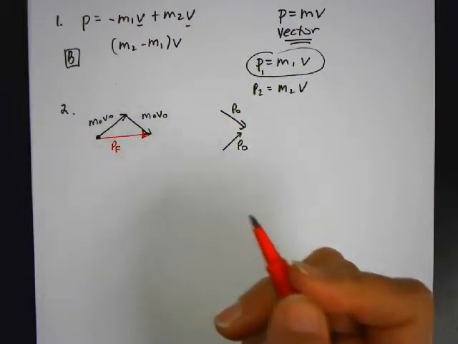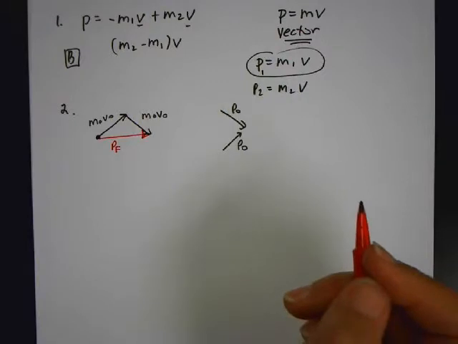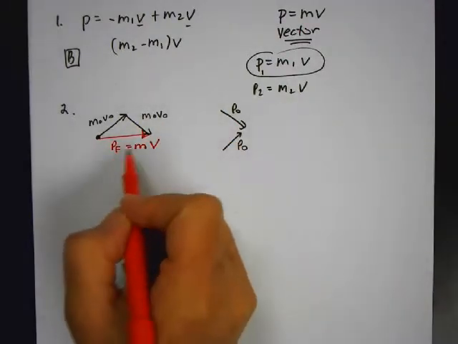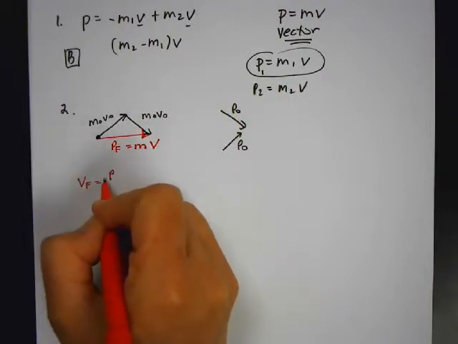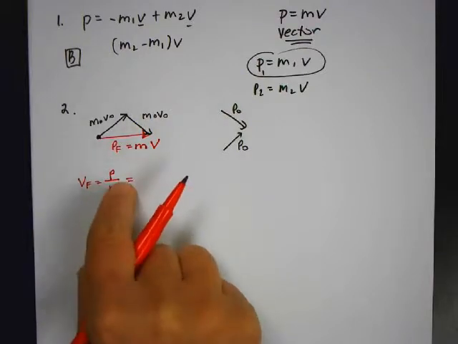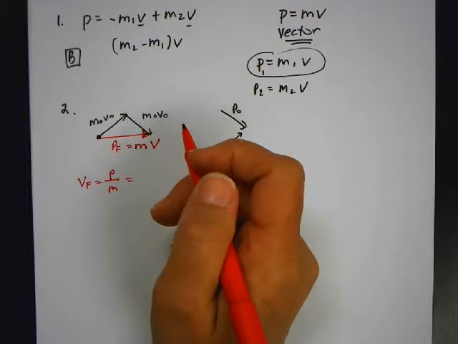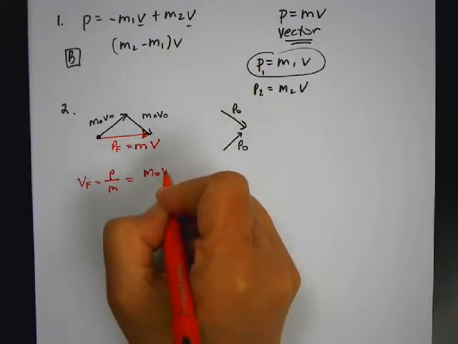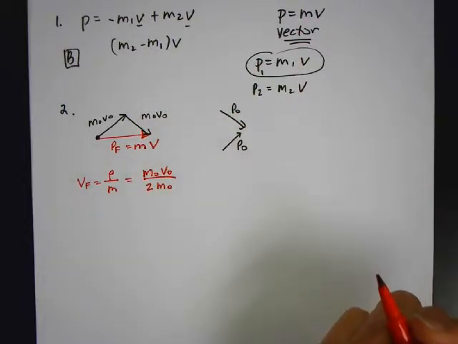So the question says the velocity. So I want to find the velocity. So now p is equal to mv. So because p is equal to mv, vf would be p over m. So the total momentum before, okay, is m naught v naught, and then the two masses are stuck together, so it's 2m naught.